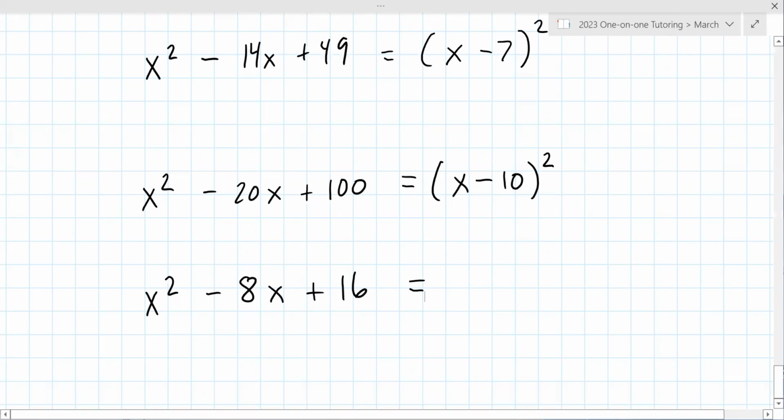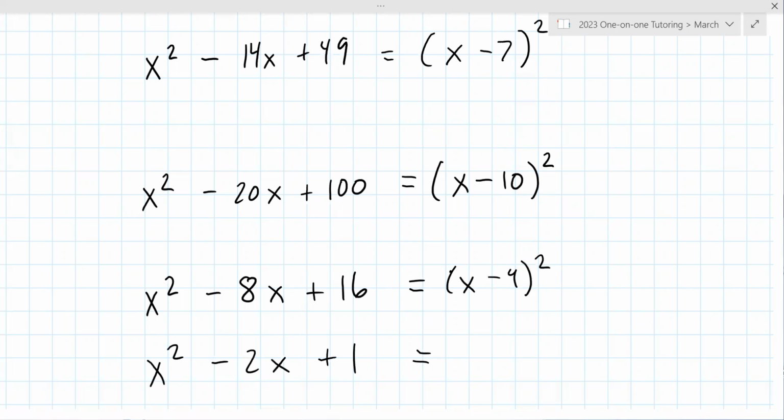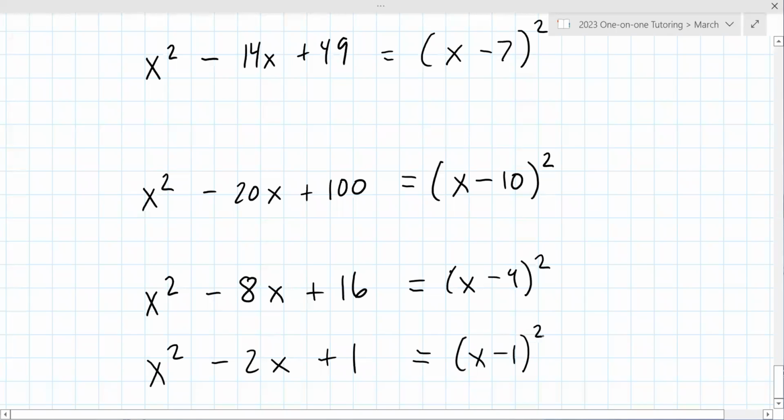So it would be x minus 4 squared? Yes. Last one here for this type. Let's go x squared minus 2x plus 1. Would that just be x minus 1 squared? Yes. All right, good job. We got another type of factoring to do.